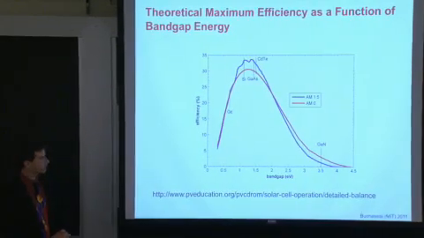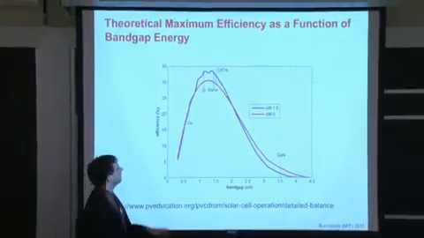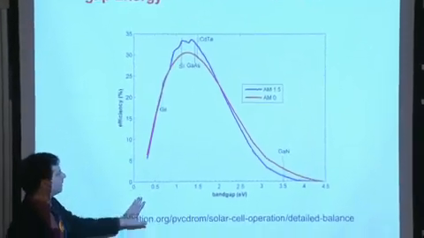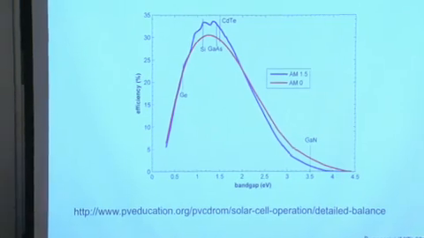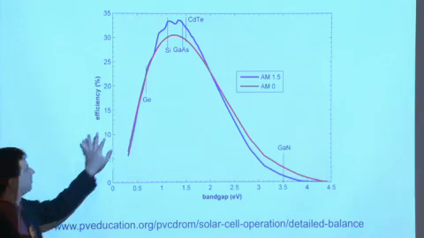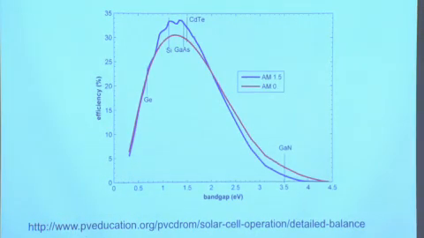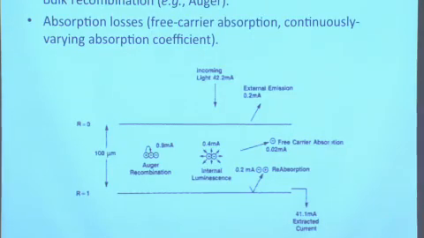Here is the calculation of the detailed balance limit for AM0 and AM1.5 as a function of band gap, coming from the PV-CD-ROM. And you can see how silicon and gallium arsenide are pretty close to the theoretical maximum efficiency for a single band gap semiconductor material. This curve right here, again, is just representing one band gap material, a single band gap material.